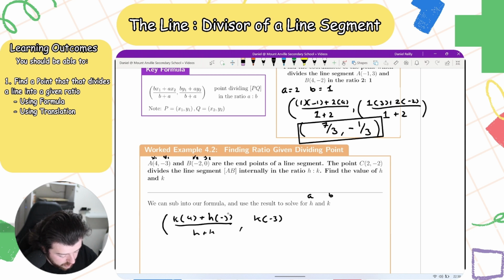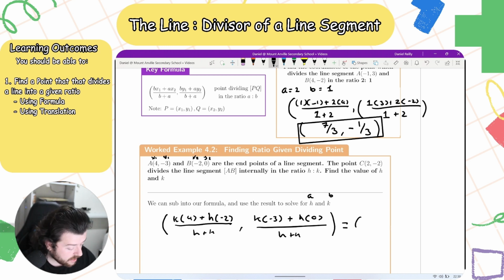So that's going to be -2 up here, my apologies. Right, so k times -3 plus h times 0 all over h plus k. So this is my dividing point now, and I know my dividing point is (2, -2).